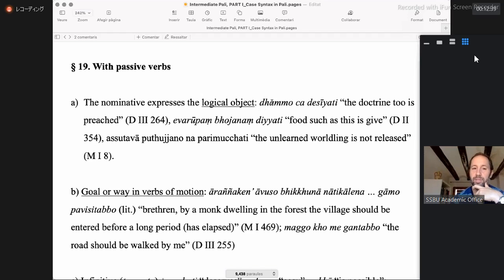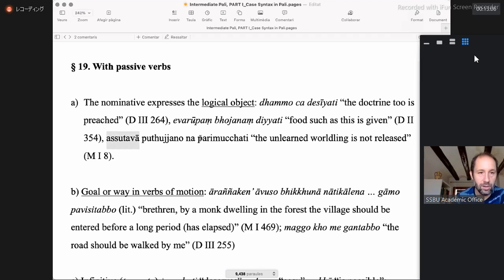It's the grammatical subject, but it's the logical object. That is the difference between what is grammatical and what is logical. Logical means in reality. In reality, the book is destroyed by me. The book is the object of the action of destroying. Dhammo desiyati, the Dhamma is the object of the action of teaching. Evarupam bhojanam diyati, such food is given. Food such as this is given.